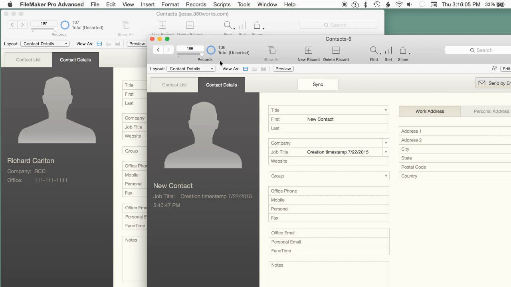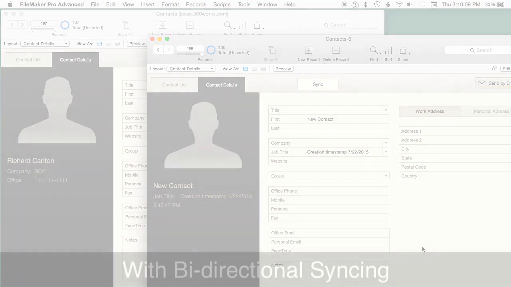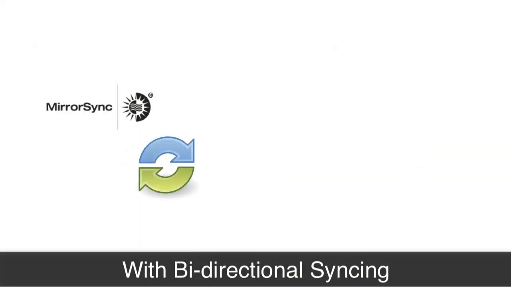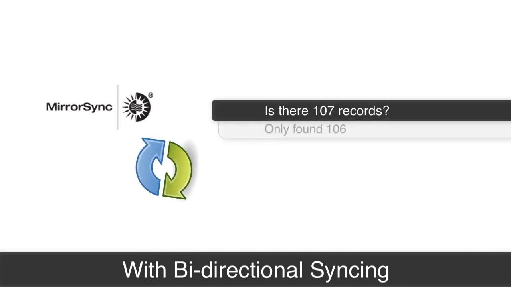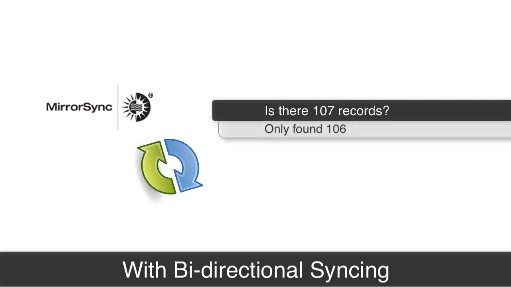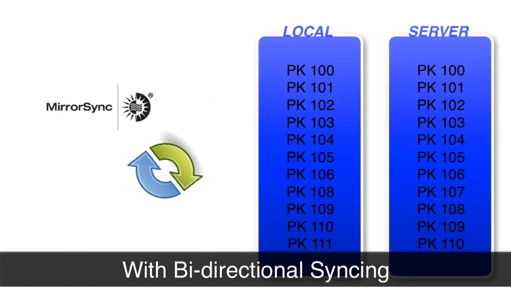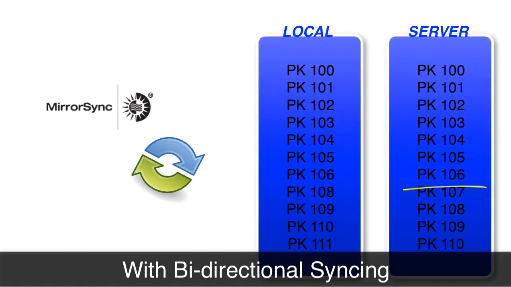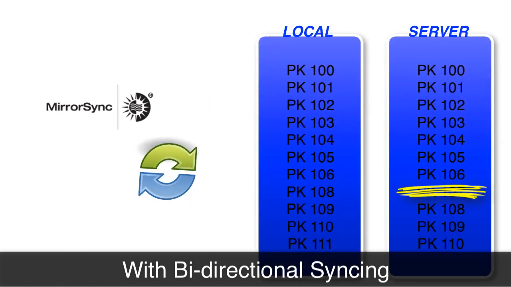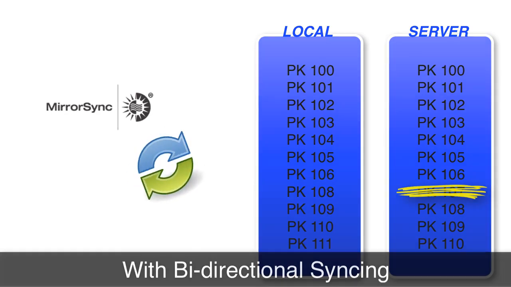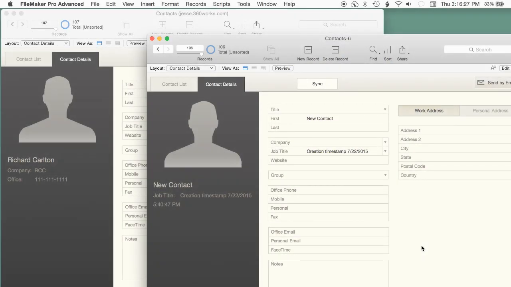Now I've got 106 records over here, 107 records over here. What's going to happen when I run the sync is MirrorSync is going to see that it's expecting there to be 107 records. It's only going to find 106. It knows that one was deleted. It'll then scan through the primary keys looking for the missing ones, find the missing one, and delete it on the server. So it will delete on the server? If you set up bidirectional syncing, it will. You can turn that off if you want to set up one directional syncing. We do support single direction syncing, and you can optionally turn deletion on or off.